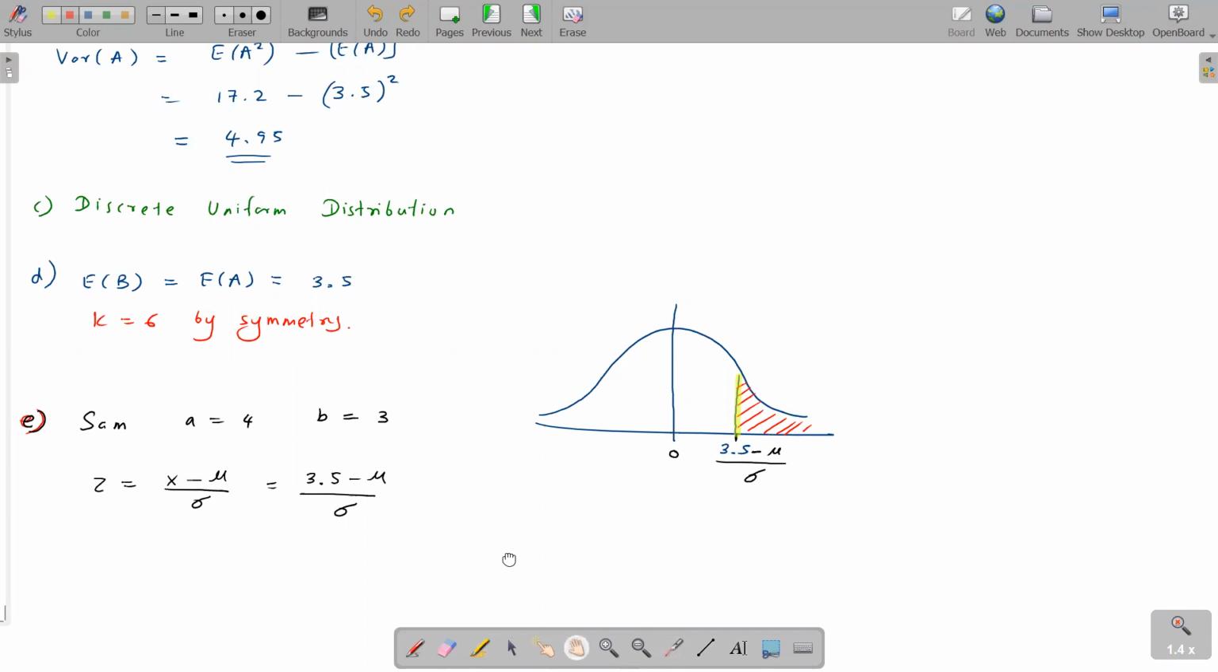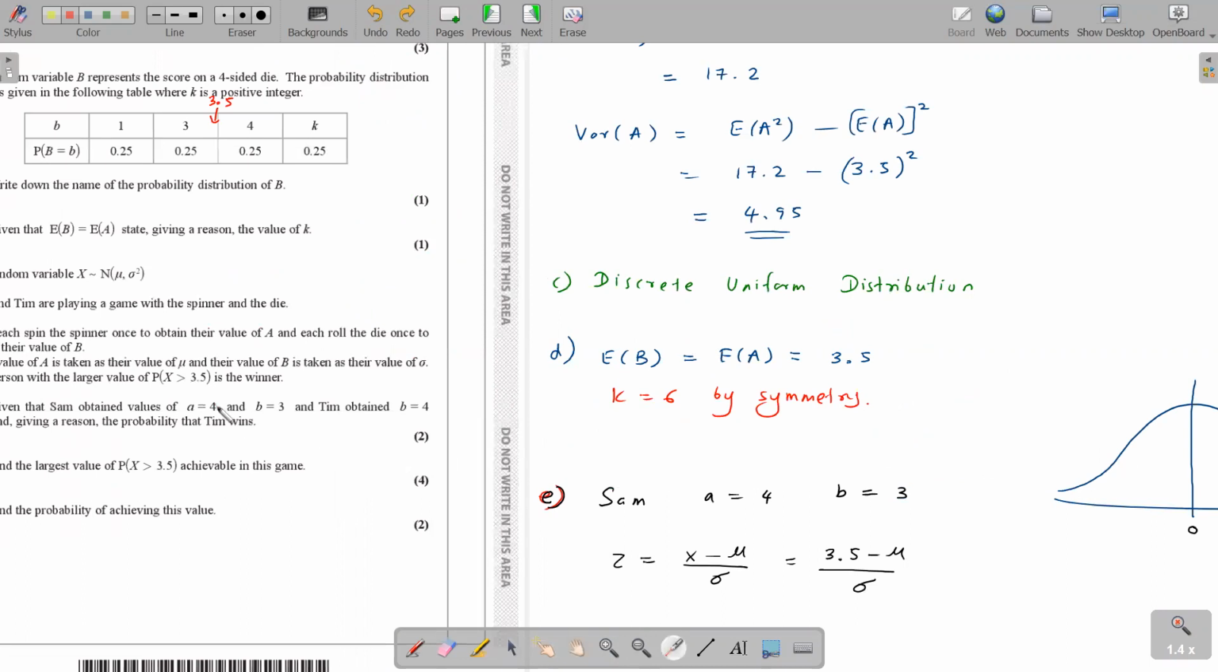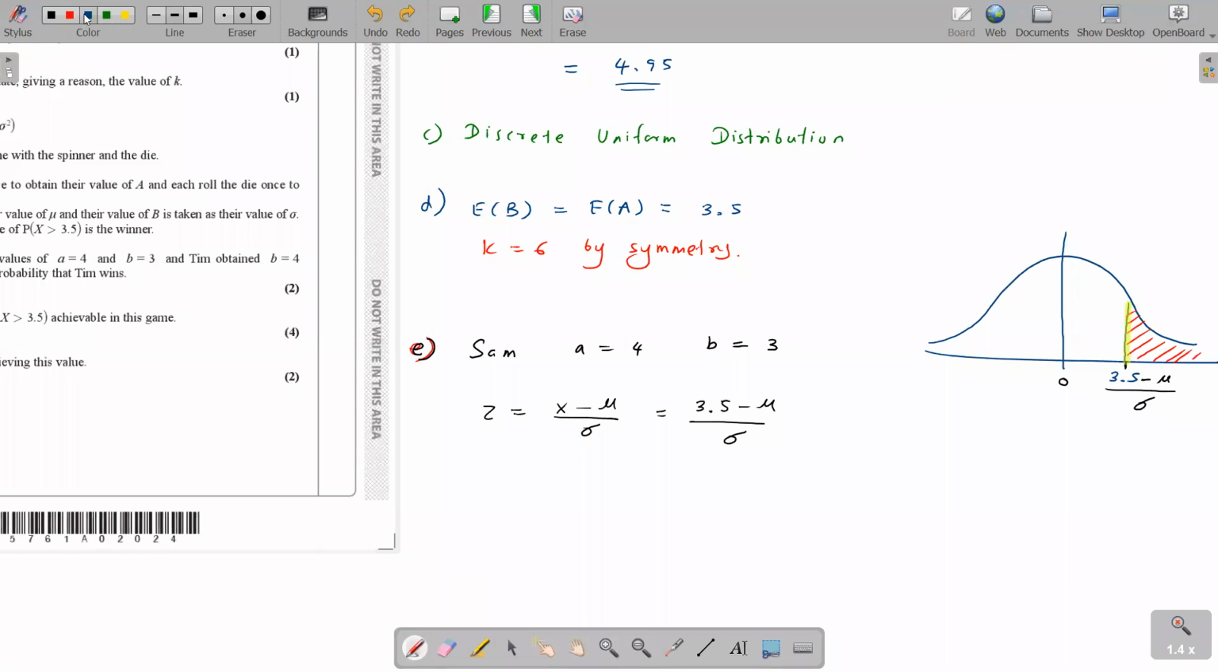Okay, so now let's get the z value of Sam. We have Sam's a value and b value, right? I'm going to get the corresponding z value for x equals 3.5. They have told us capital X is greater than 3.5. Calculate the z value for Sam: 3.5 minus mu, which is 4, over sigma, which is 3. How much is the z value of Sam? Minus 1 over 6. The z value of Sam is minus 1 over 6.